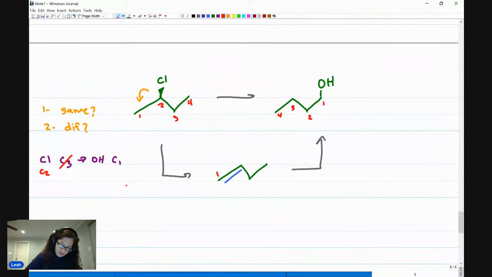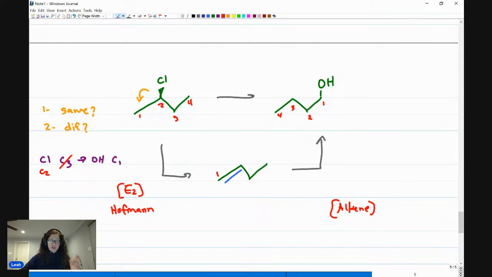For the first reaction, we said that would be E2. And once again, because we're moving it to the terminal position, we're doing the Hofmann, not the Zaitsev product. Once I have my alkene, I need an alkene addition reaction. So that is the alkene chapter. And I'm good to go. Let's fill it in.